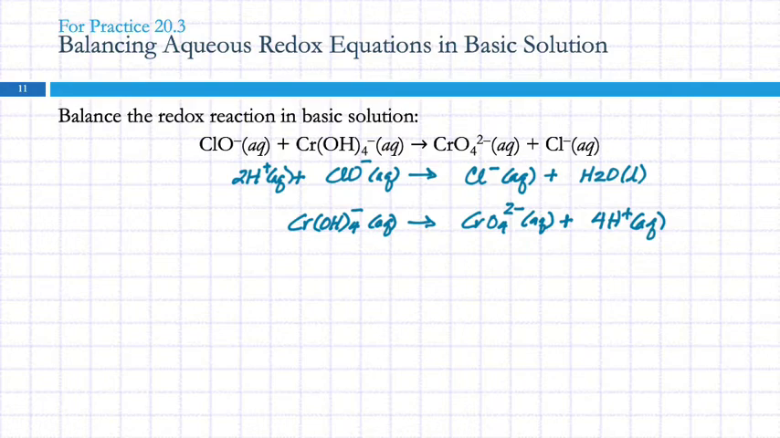Now I balance charges. So up here I have +2 and -1. +2 minus 1, so that equals +1. And on this side, I have -1. How many electrons do I need to get +1 to -1? I need 2. So I add 2 electrons here. I've got -2 + 2 minus 1, and now that equals -1, which is the same as I have over there.